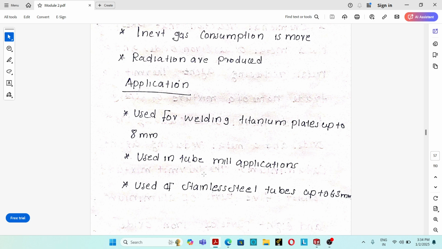So I'm going to wind up this section. In this section, I have discussed three types of welding process: TIG welding process, electroslag welding process, and plasma arc welding process.